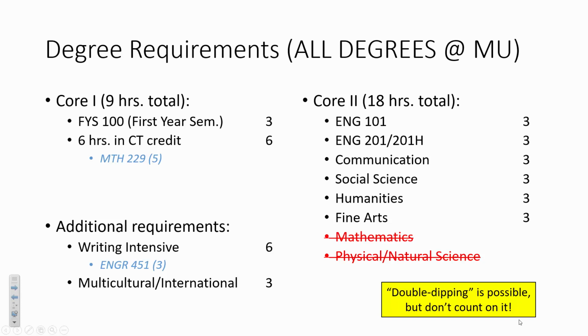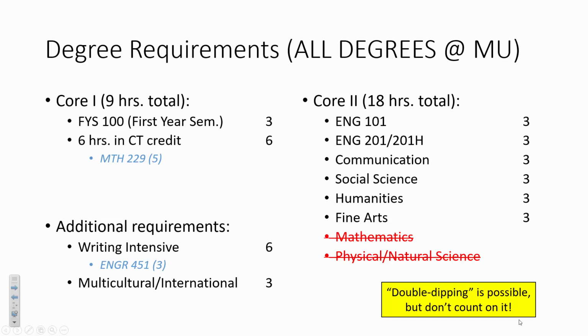That's Core 1. Core 2: English requirements, English 101 and English 201. Communication, every student has to take a course in public speaking, 3 credit hours in social science, 3 credit hours in humanities, 3 credit hours in fine arts. Again, you don't have to go out of your way to take math and science because we have to do that. Now, double dipping is highly possible, and I'll explain what I mean here in a second.